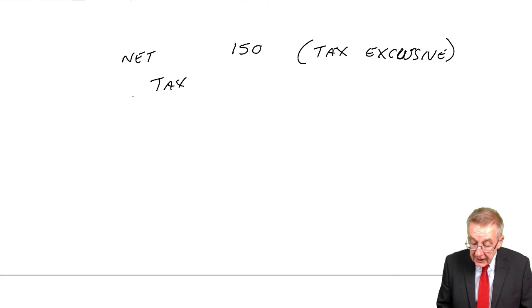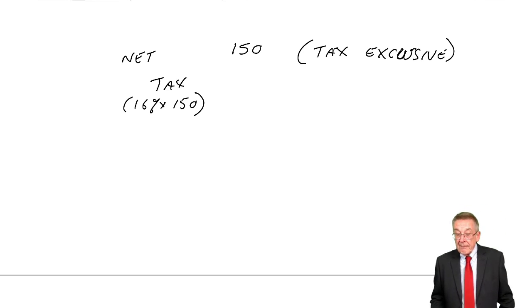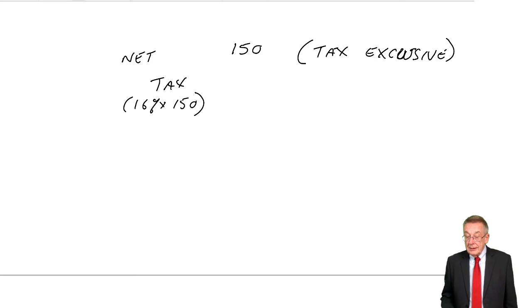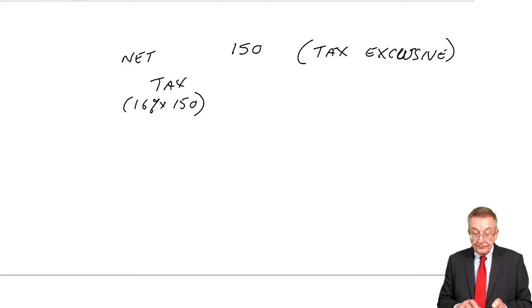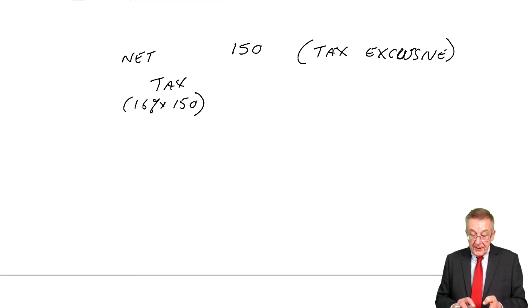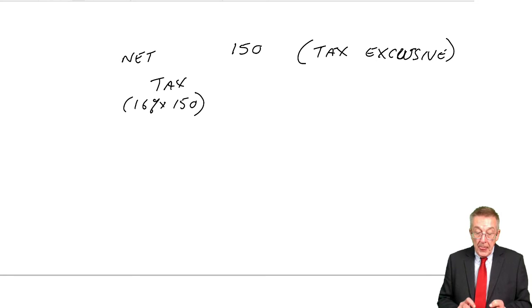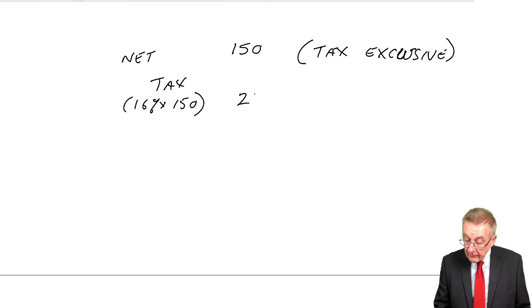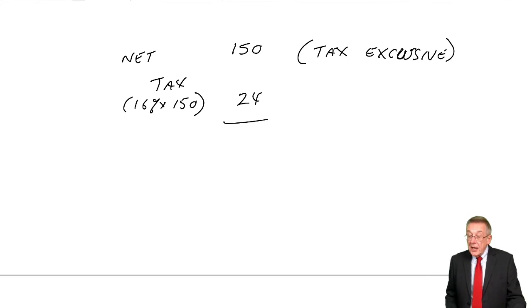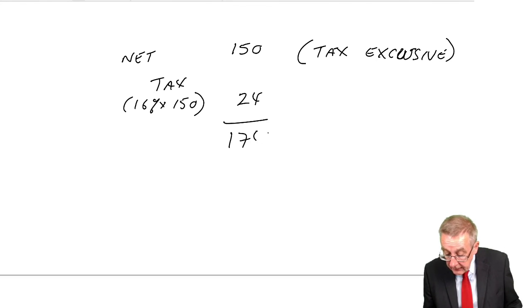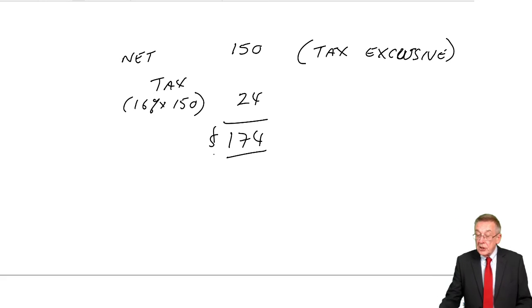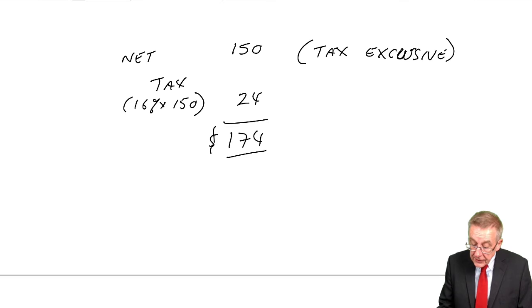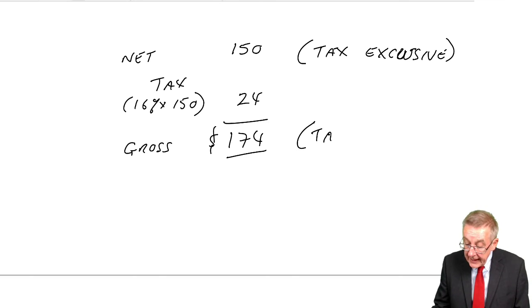They add on the sales tax. Well, 16% of 150 is how much? I'll use my calculator. 16% of 150 is 24. And so the full amount invoiced, the full charge, is 174. And that's called the gross price, or tax inclusive.